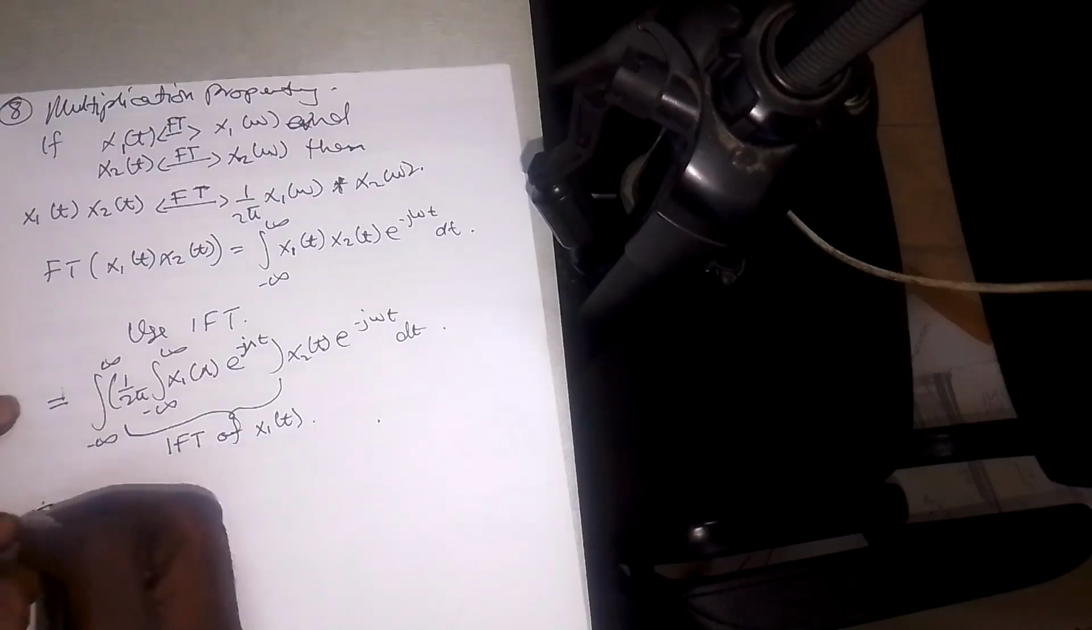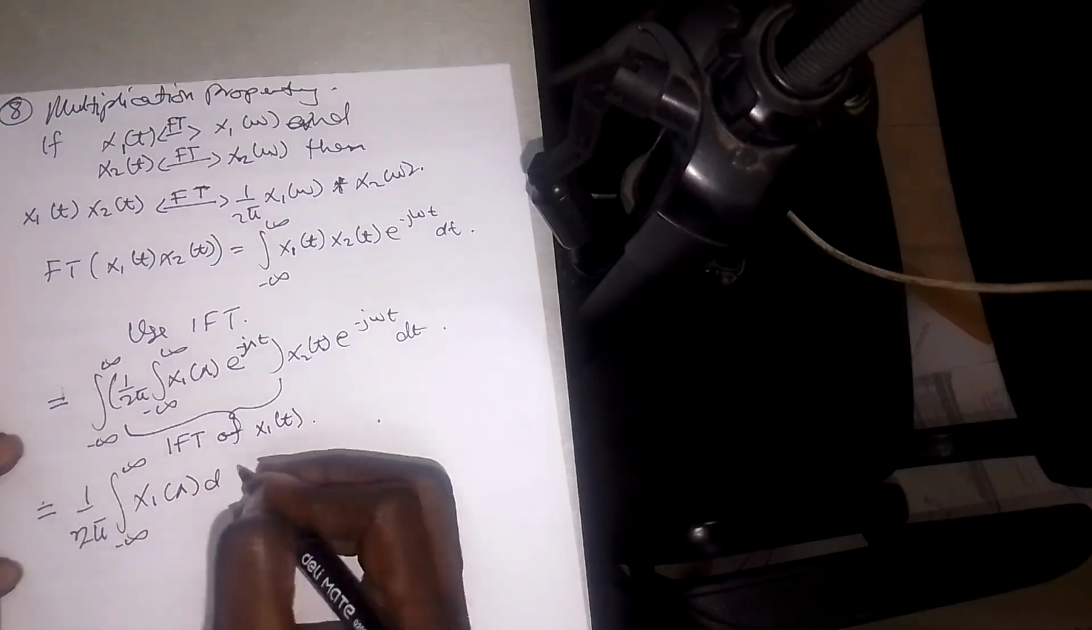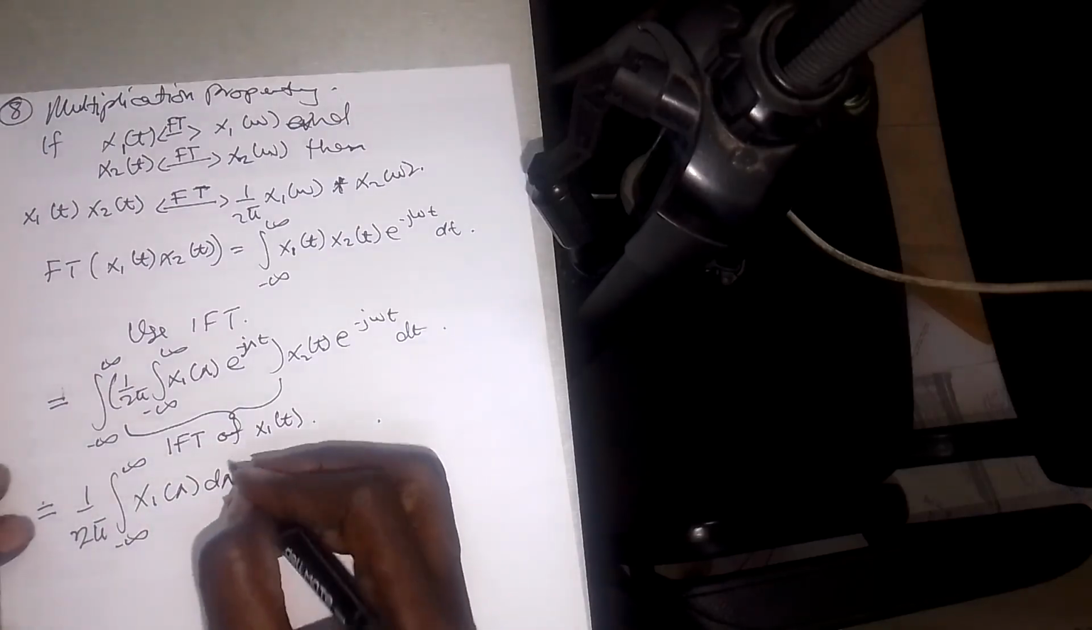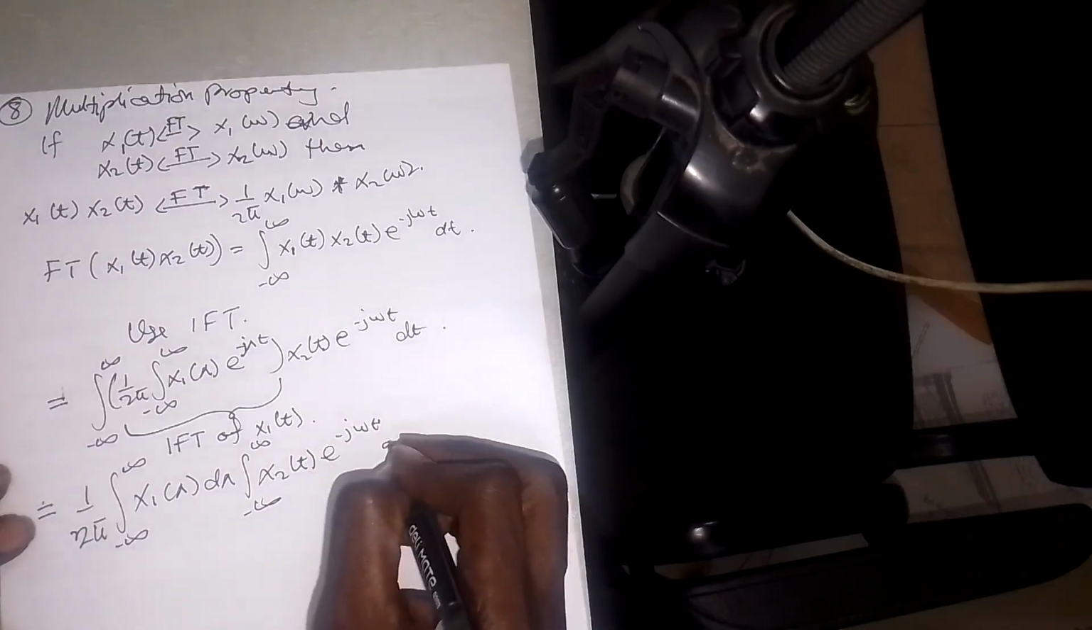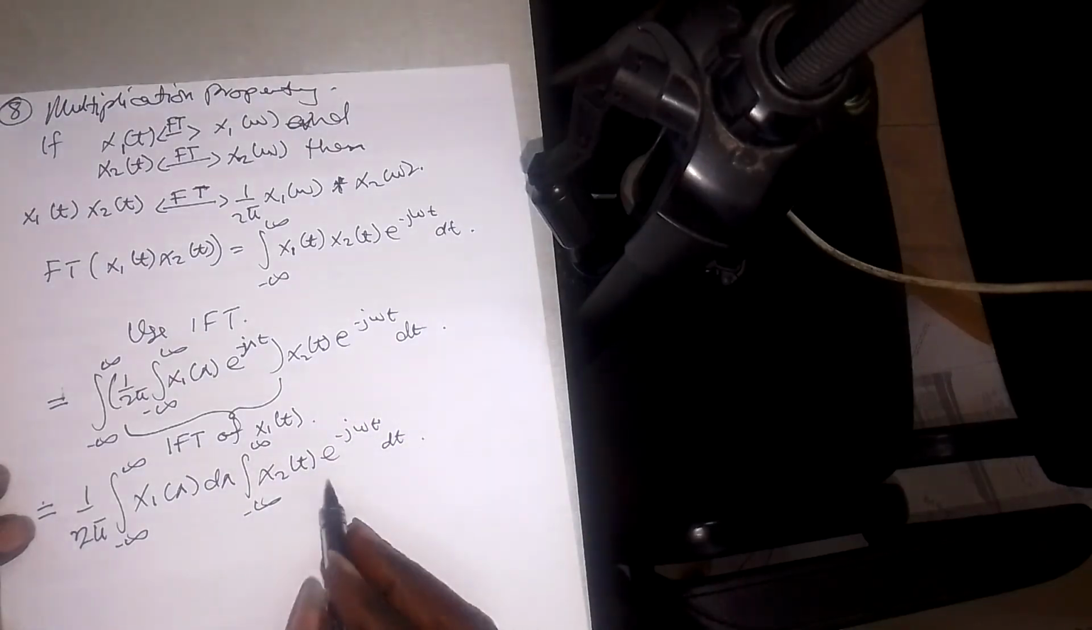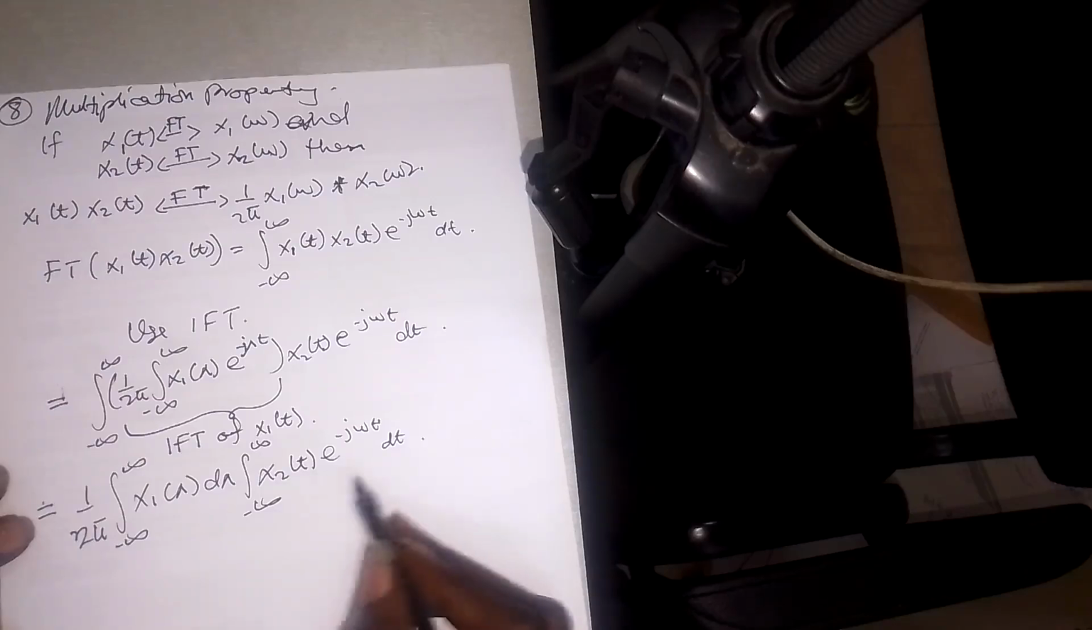Now here I'll be able to get 1 over 2 pi coming outside. I can have the integral from minus infinity to infinity of X1 of lambda d lambda, and into that, the integral from minus infinity to infinity of X2 of t into e to the minus j omega t dt. Basically, this gives me the Fourier transform. But this one I've not actually dealt with yet.